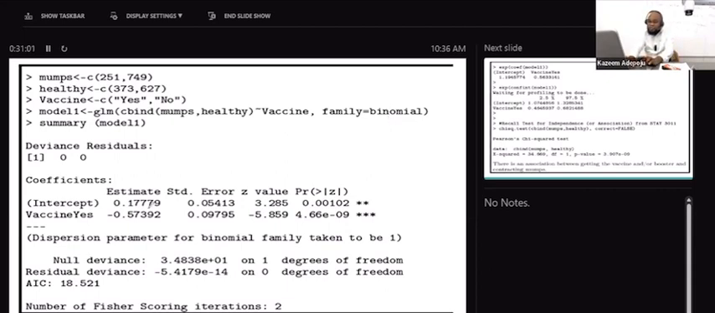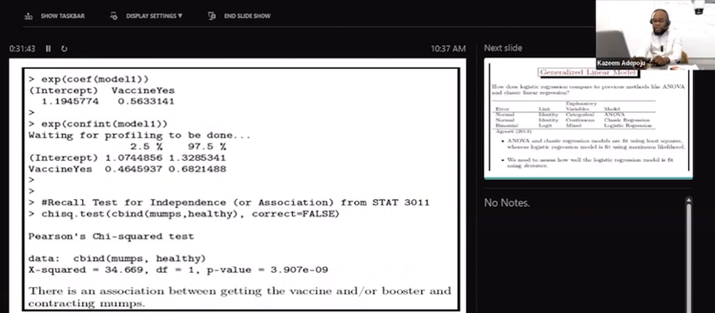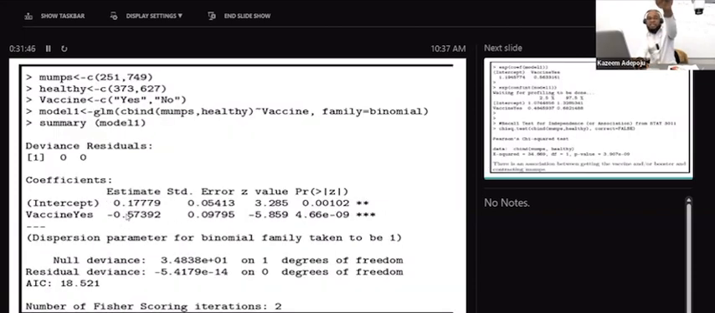I need to pay attention to the estimate, negative 0.57392. We call that the log odds estimate. If I take the exponentiation of that, I will find myself somewhere here that I'm going to show you now. When I exponentiate negative 0.5739, that will give me 0.5633 that I computed manually the other time. So that is going to give you that automatically. When you exponentiate negative 0.57392, you're actually going to get the odds ratio.